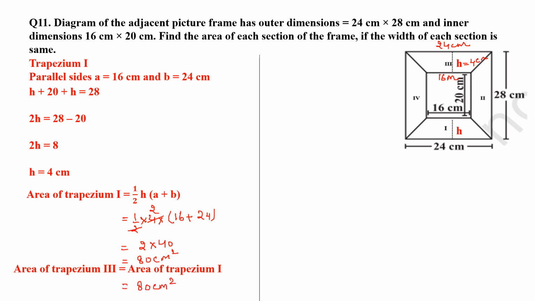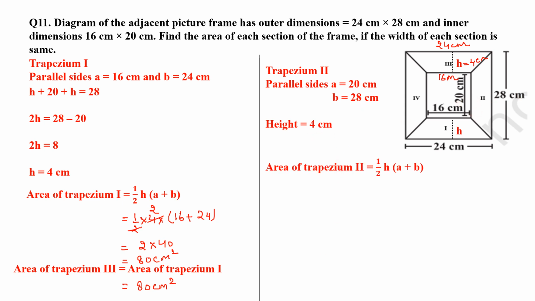Now I am going to find the area of the section second. Now here parallel sides are given as 20 centimeter and 28 centimeter. As the width is the same, the height will be 4 centimeter. So area of the trapezium will be half into height into sum of the parallel sides. Now I am going to put all the values over here. So it will be half into 4 into 20 plus 28. If I reduce it, I will get 2 into 48, which will give me 96 centimeter square.